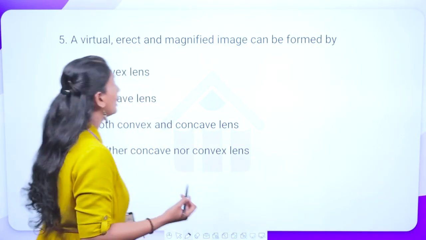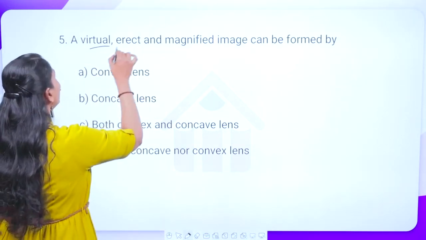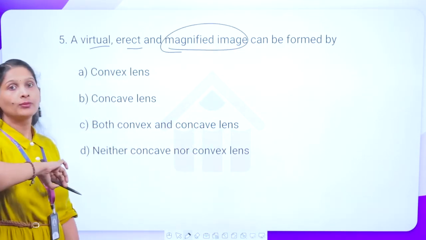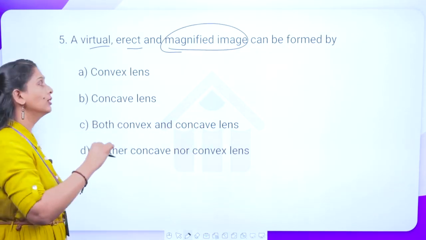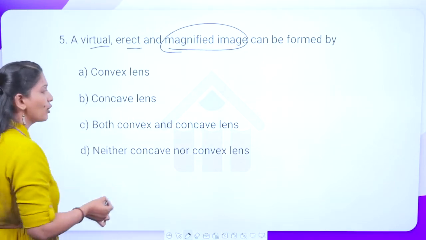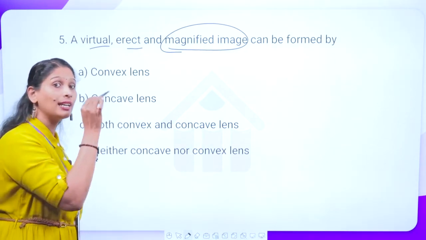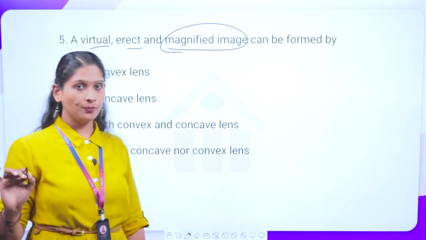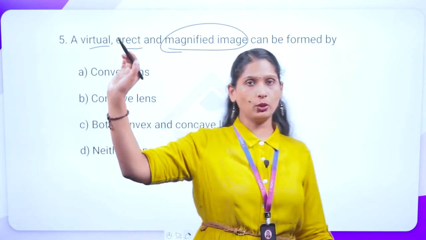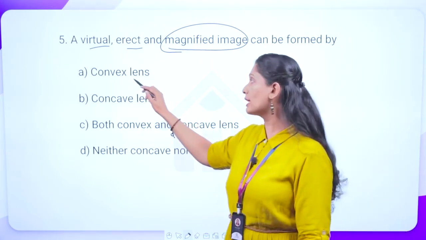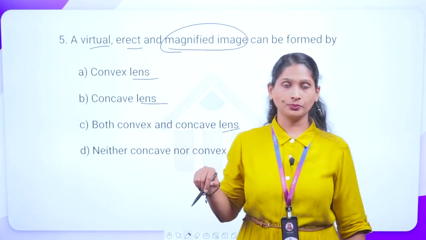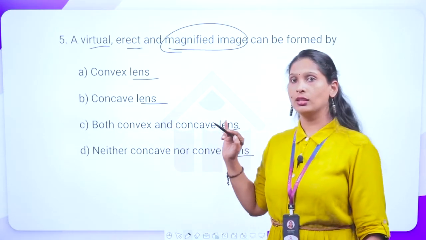Now let's move on to the next question, that is, a virtual, erect and magnified image can be formed by. Okay, you want a virtual, erect and magnified image. For that, which of these lenses should I make use of? And see to it, they are lenses and not mirrors. Don't get confused with both of them. Okay, don't just go for the question. Go for the suffix along with the value, along with the option given. They are lenses and not mirrors. Till now, we were dealing with mirrors.